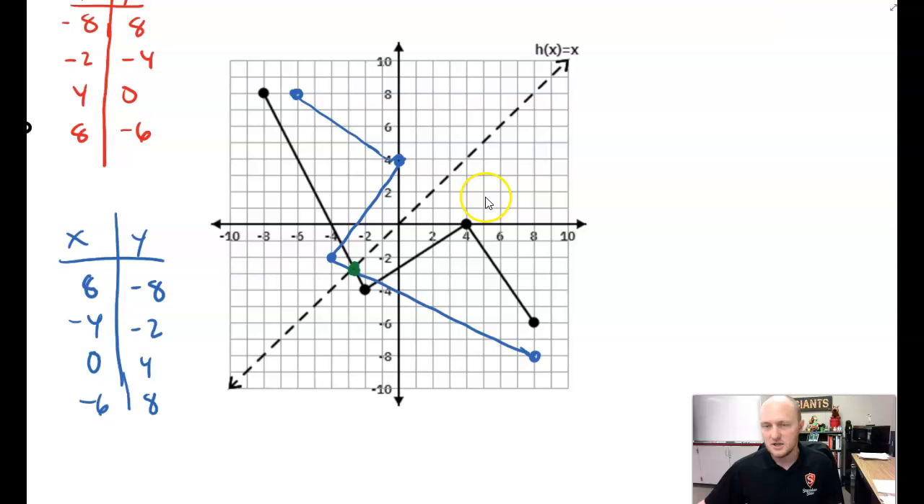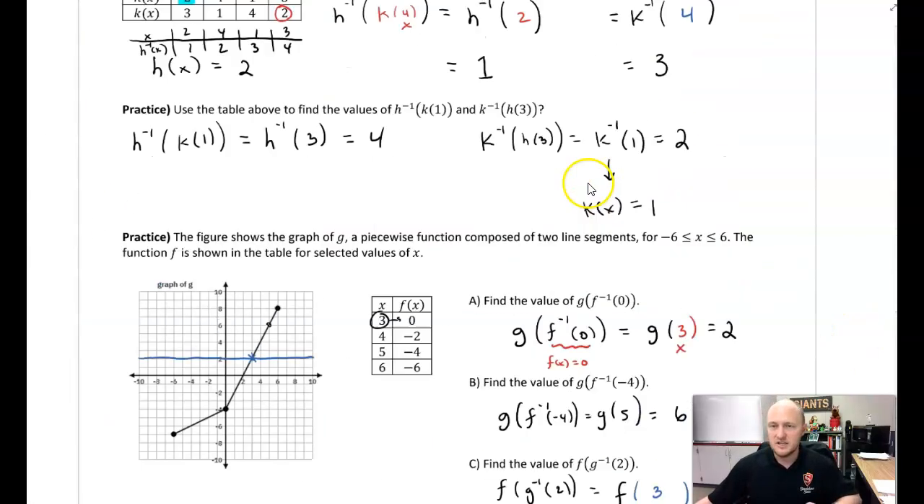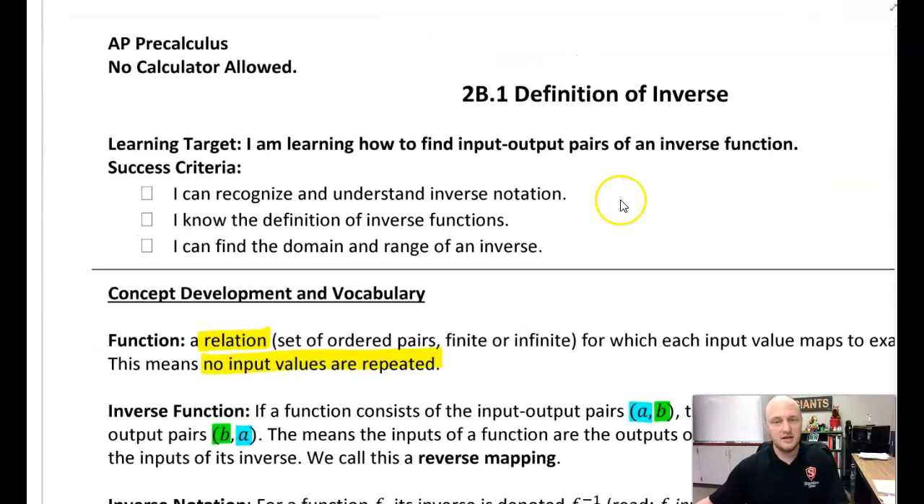All right, so that does it for inverse functions. Here's the idea with inverse functions: outputs become inputs and inputs become outputs. That's the definition of an inverse. Domain and range switch. And if you have a function f of x, its inverse is going to be denoted as f inverse of x.